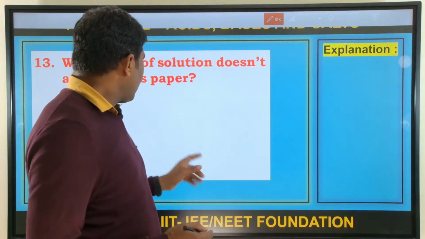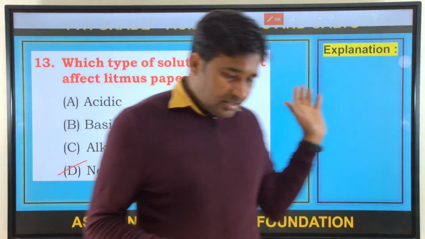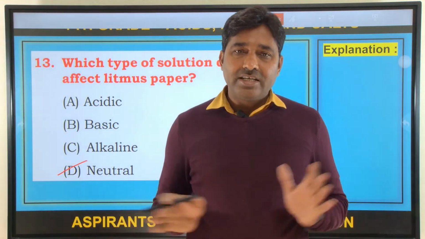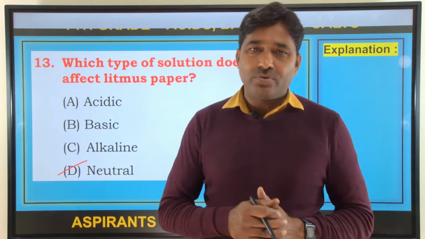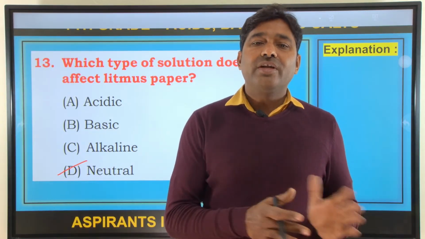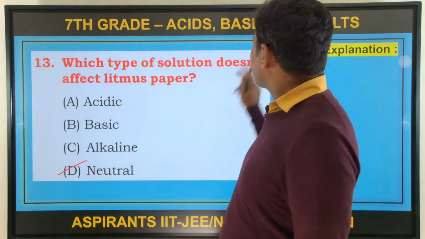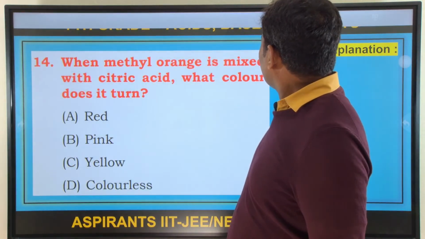Okay. So that means when you insert litmus paper, whether it is blue or red, it is not at all changing its color because it is a neutral compound. That means in a neutral compound, indicators do not change their colors. Okay. Now we go to the next question.